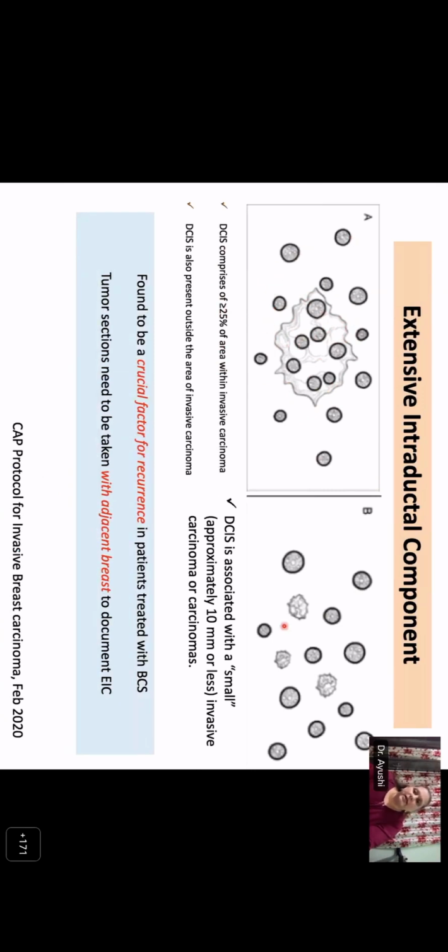Also, when you have extensive DCIS on microscopy, you have to take multiple sections. Preferably, the entire DCIS area has to be sampled to identify small areas of microinvasion, which will again make it a presence of extensive intraductal carcinoma. And EIC is basically a very crucial factor for recurrence. And for this, as I said, the tumor sections need to be taken with the adjacent breast.